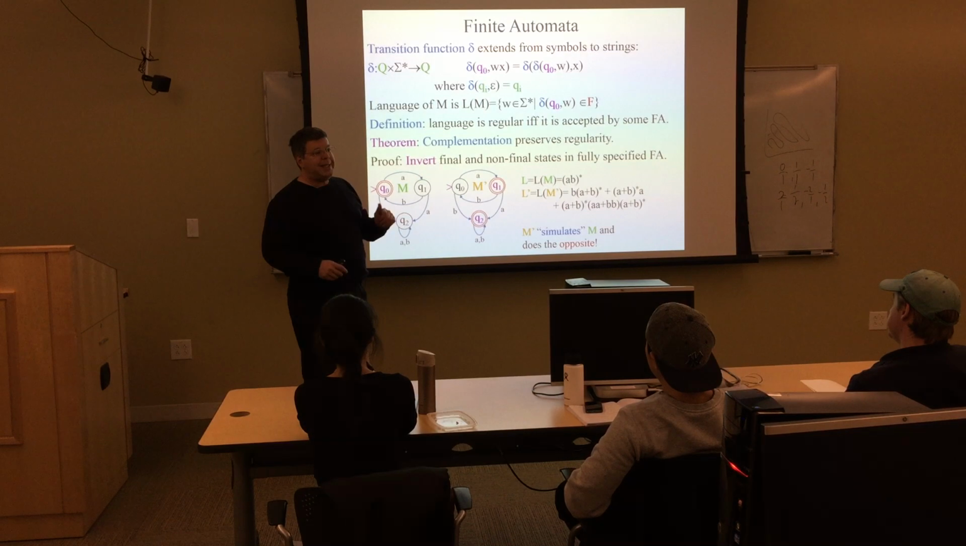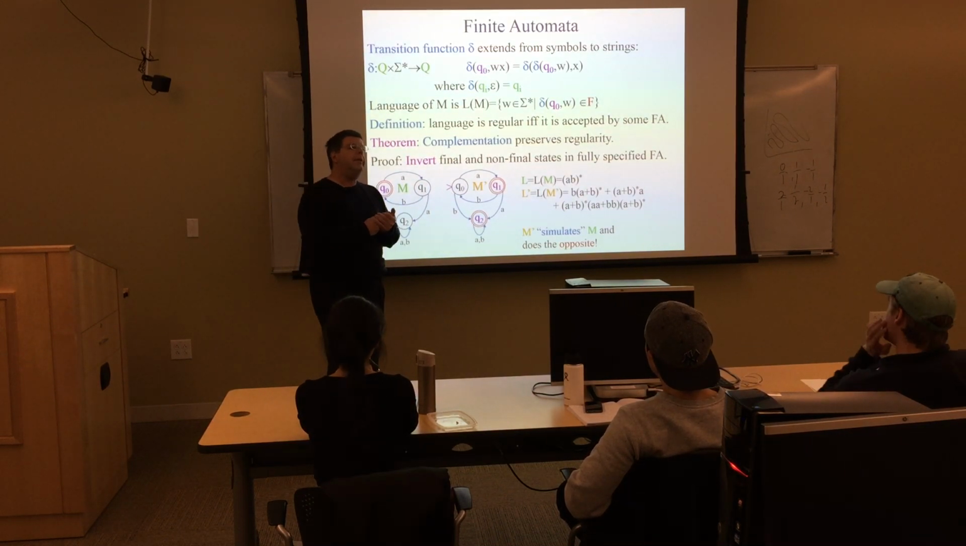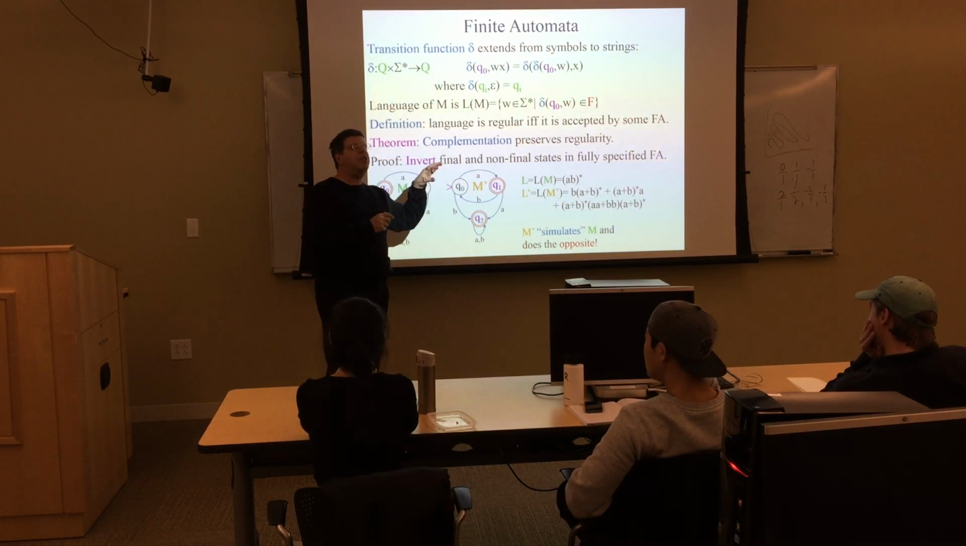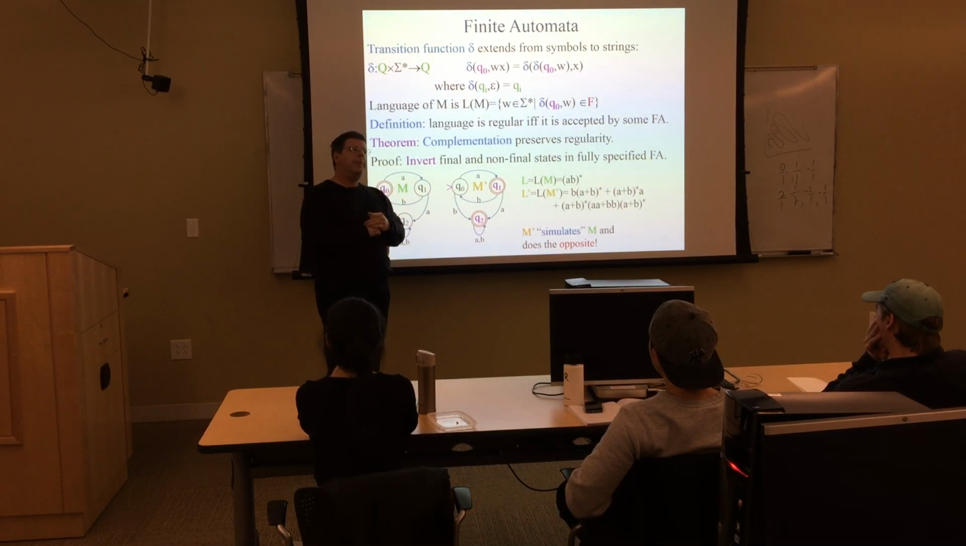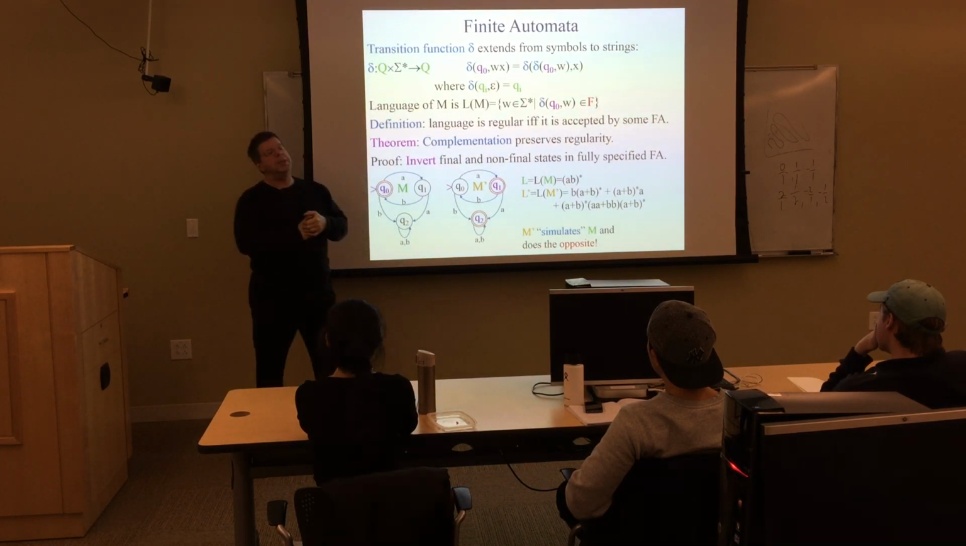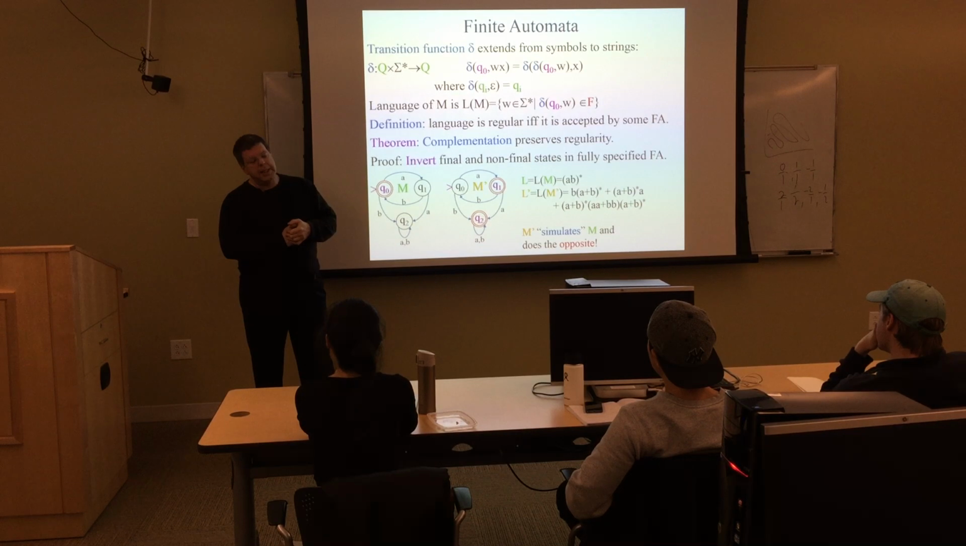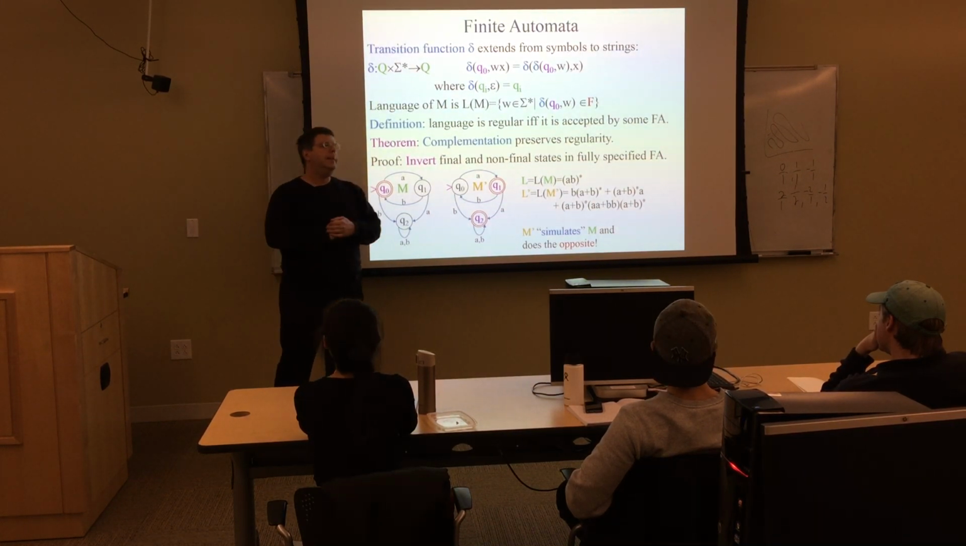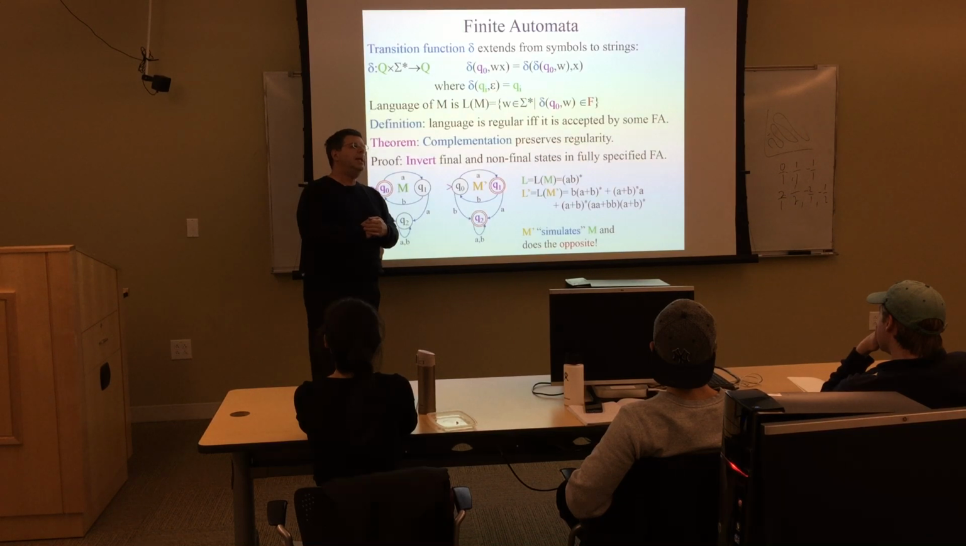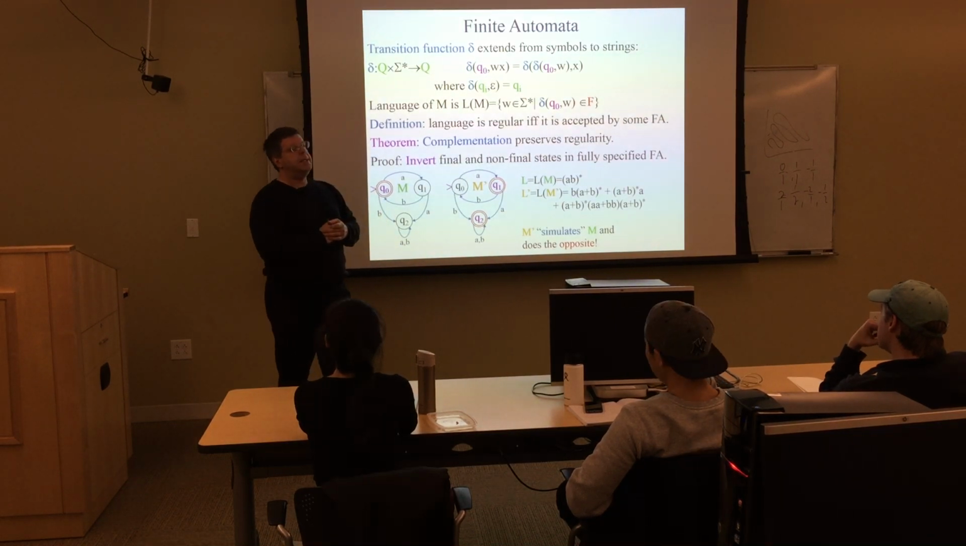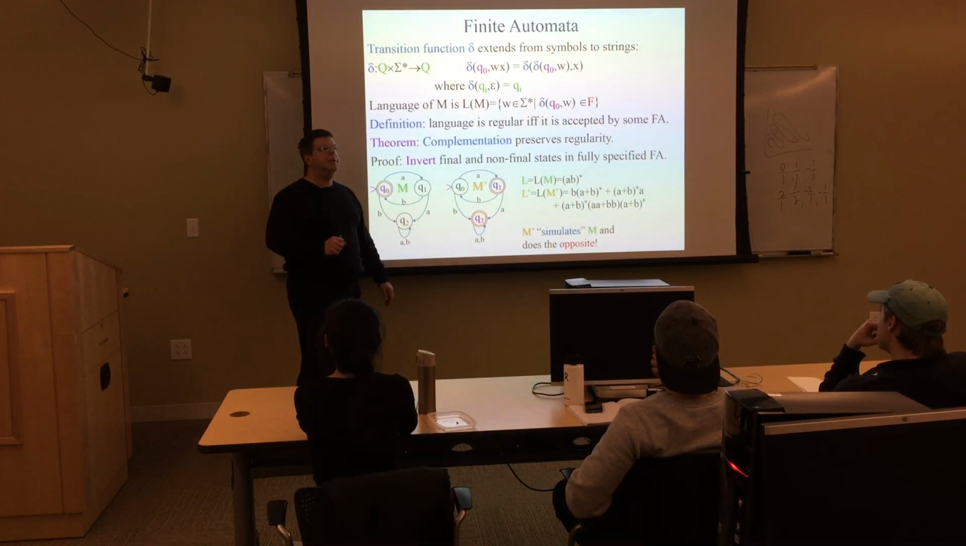But the bright side, you can always take a non-deterministic machine and convert it into another deterministic machine that does the exact same thing, and then you can flip that. So that's not a showstopper, the fact that you can't flip a non-deterministic machine. First convert it to a deterministic one, then flip it. Now you got the complement of that. Yeah. Does this apply to any machine if it is deterministic? Yes. So this applies to any finite automata.